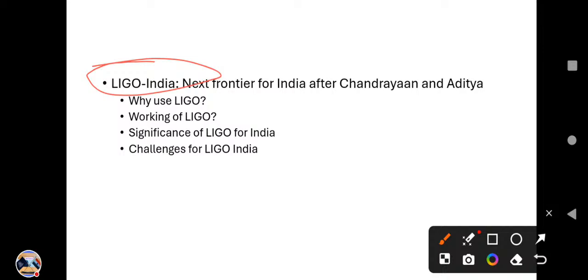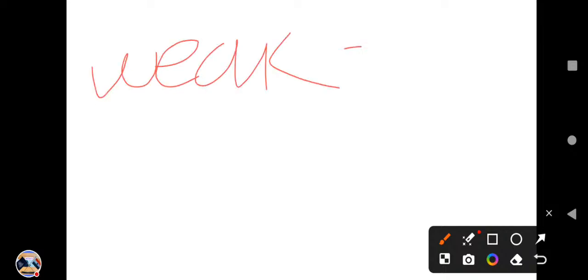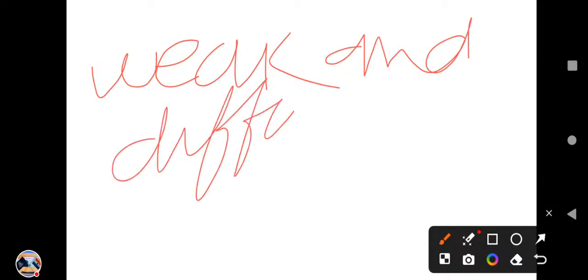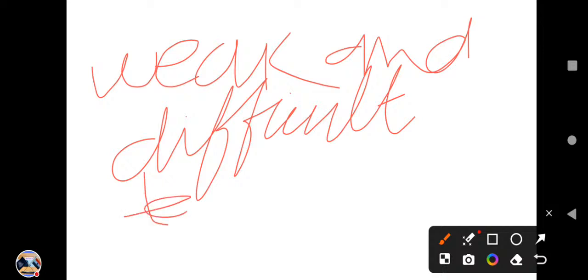Okay, why use LIGO, the Laser Interferometer Gravitational-wave Observatory? Why use this? Because gravitational waves are extremely weak and difficult to detect. So this is the very crucial point. Gravitational waves are extremely weak and difficult to detect.